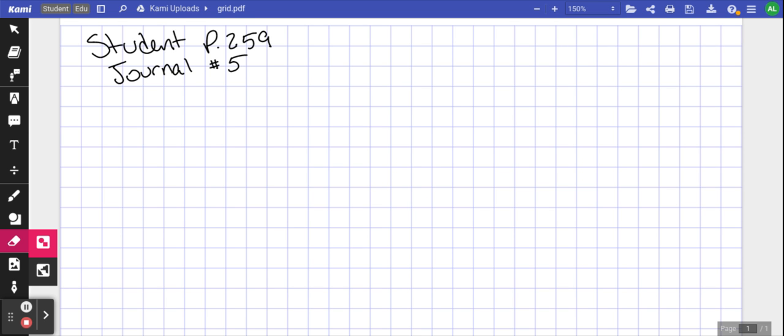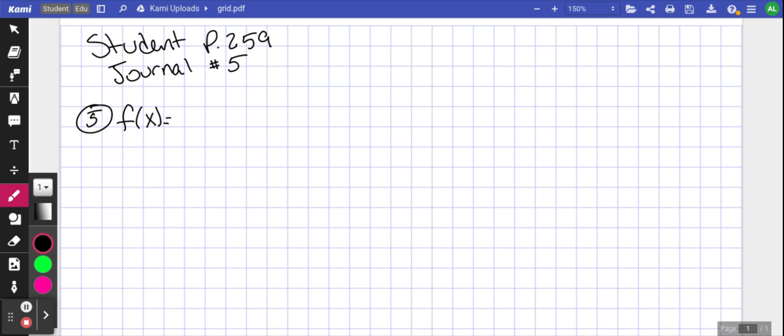I know I'm not in the student journal. I wanted a little bit more room. It was kind of cramped. I am doing the problem from the student journal, so if you want to follow along with me, I'm on page 259, and I'm going to start here with number 5. Number 5: I've got f of x is equal to 3x squared plus 6x plus 2.